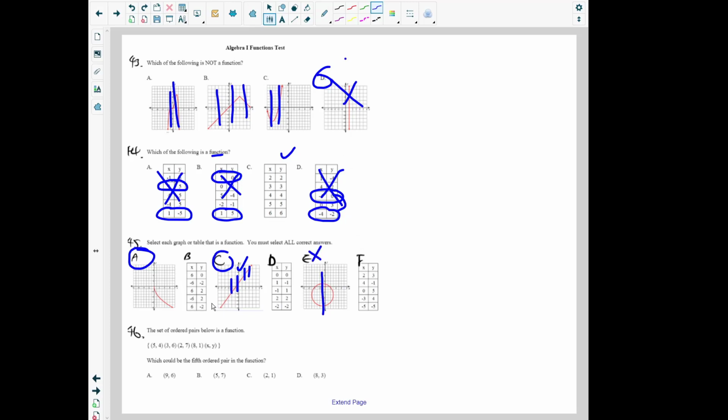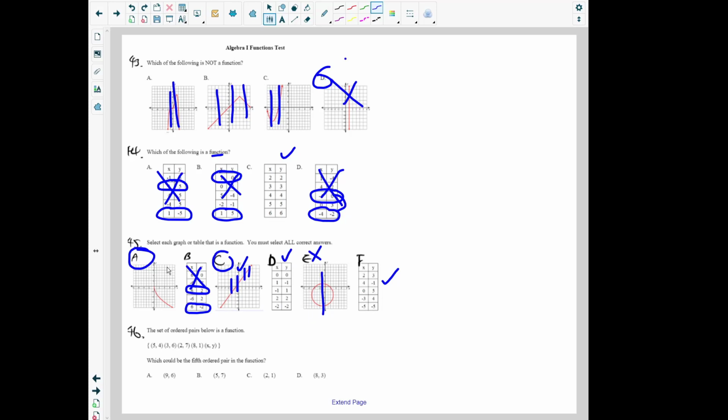Okay, B has two places where there's an x value of 6, but there's two different y values. That's no good. This one looks fine. That looks fine. And this one also looks fine because all the x values are unique, so you're not doubling up.